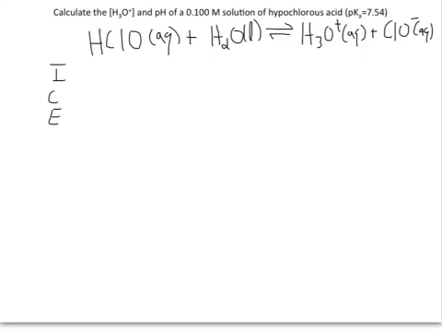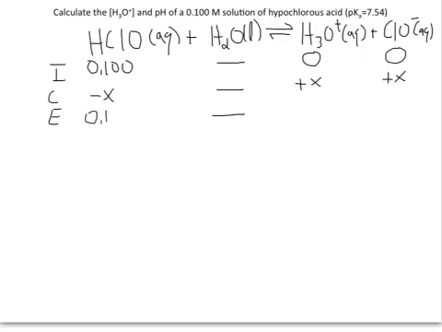Initially we have 0.1 molar hypochlorous acid. We don't worry about the water because it's a liquid. And I don't have any hydronium ion or hypochlorite ion. The reaction is going to be moving to the right because I have reactants and I don't have any products. So I'm going to call the change in the reactant minus x, and the change in the products plus x. Because the coefficients in our reaction are all 1 to 1 to 1, the change is minus 1x, plus 1x, and plus 1x.